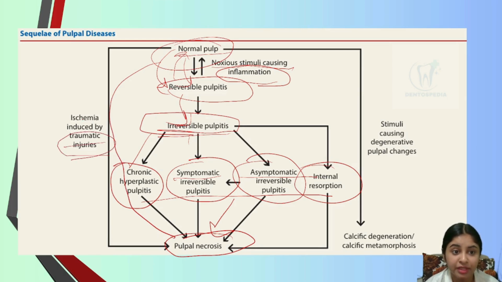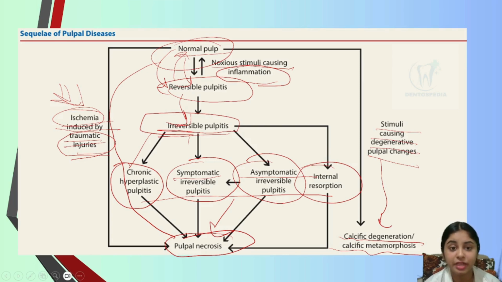In case of traumatic injury, there is ischemia induced by the trauma. What is ischemia? Ischemia is the loss of blood supply, that is, reduced blood supply. There is minimal blood supply, which causes the normal pulp to go to pulp necrosis. Meanwhile, any stimuli which cause degenerative changes in the pulp lead to calcific degeneration and calcific metamorphosis, and we are going to discuss each and every disease in great detail.